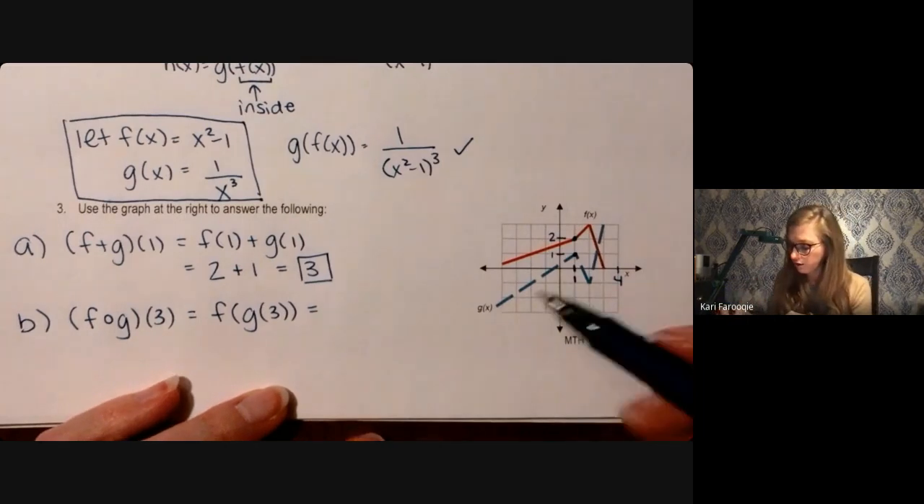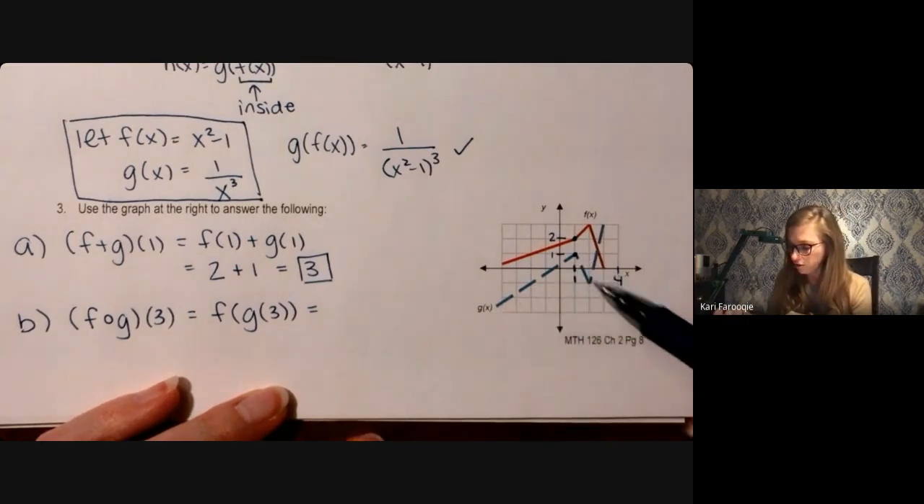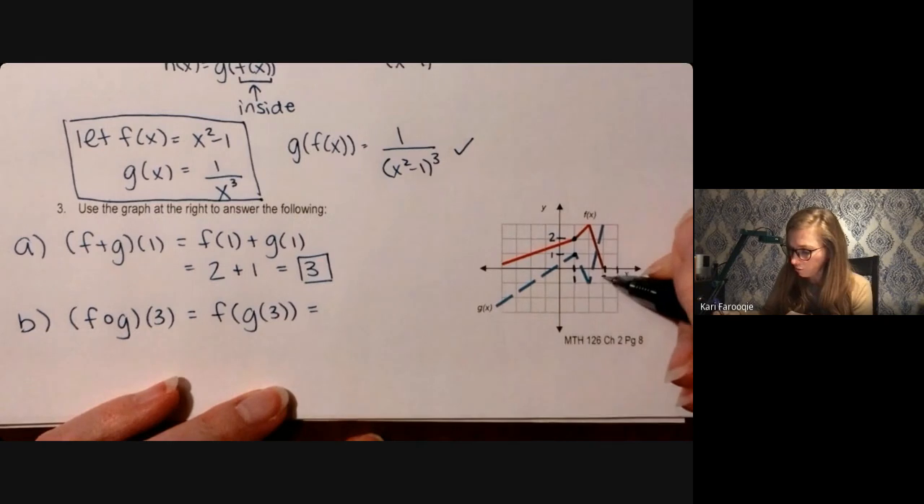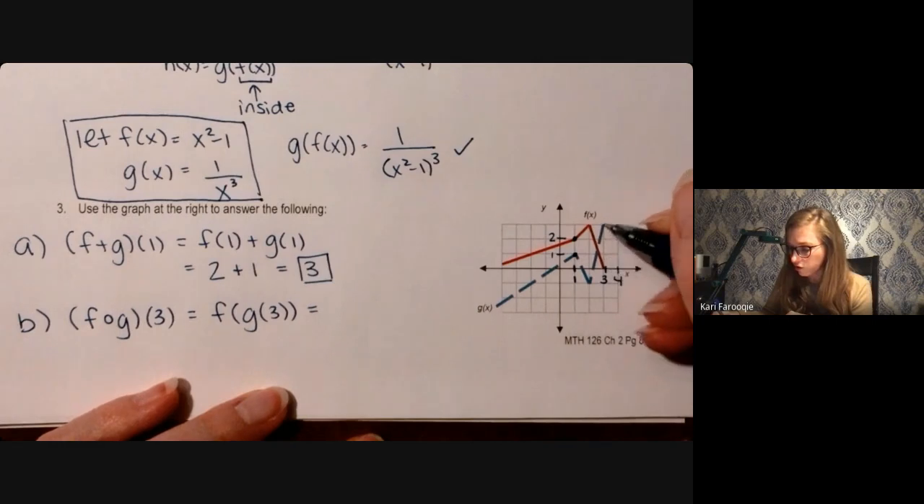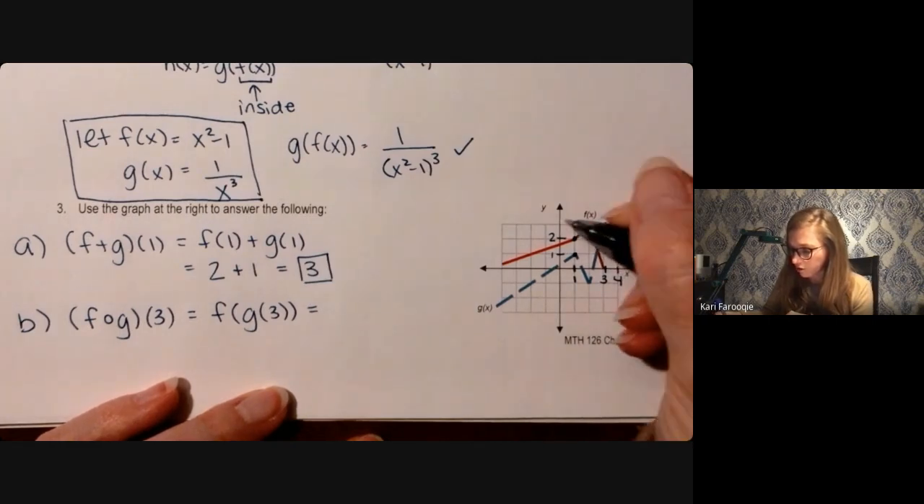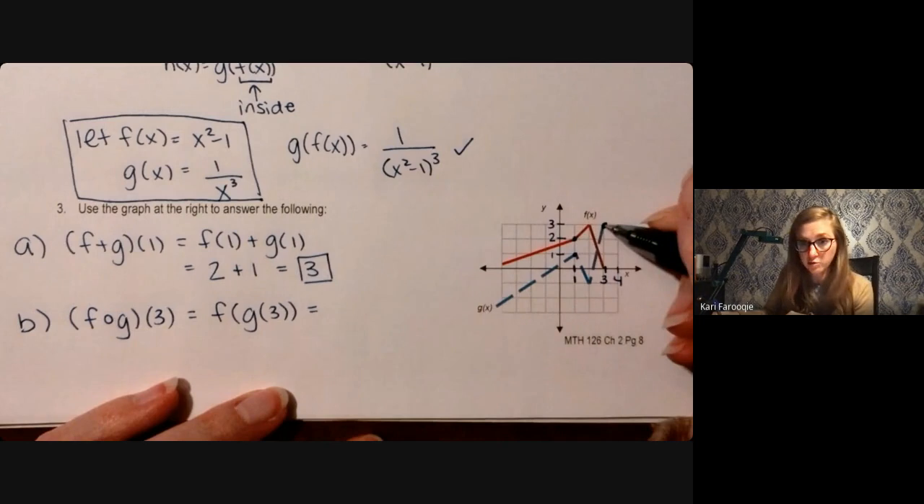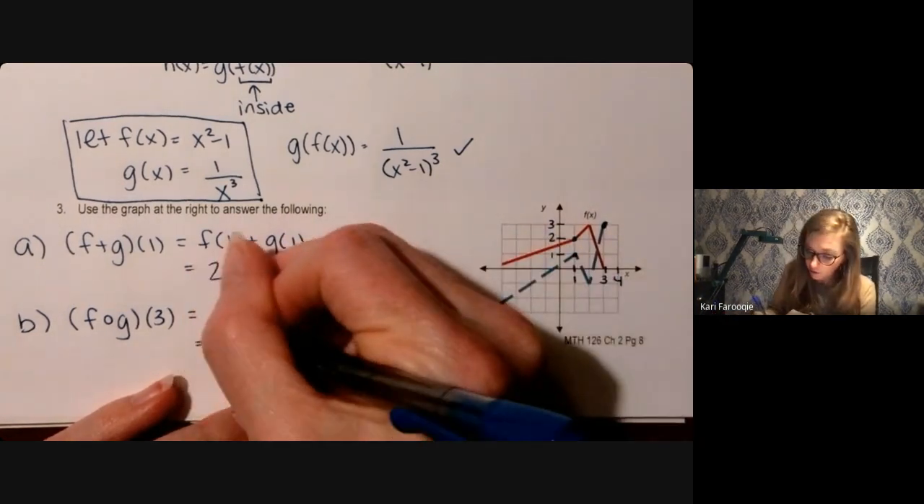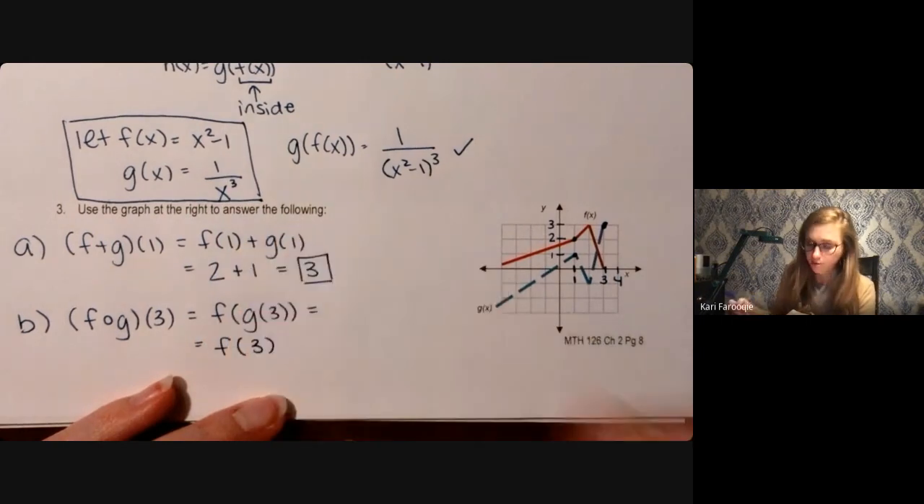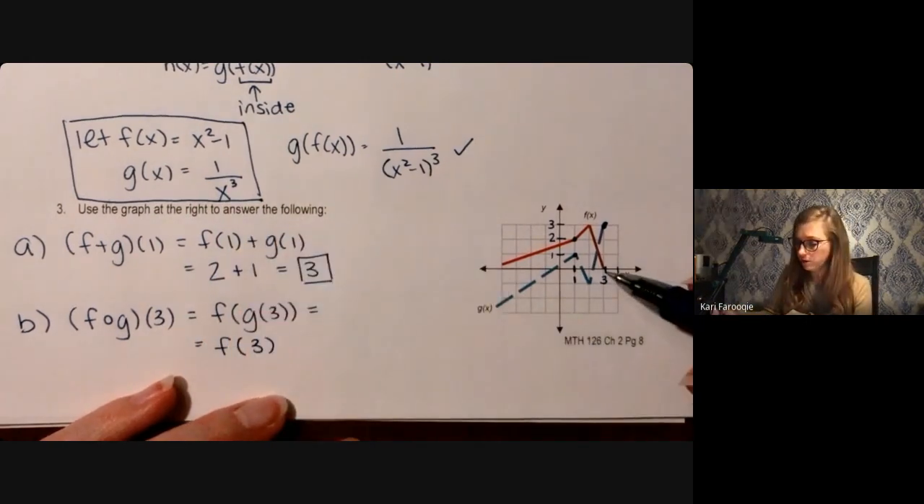So g of 3, again, this g graph is the dashed one. G of 3 would just be whatever value my graph is on when x equals 3. So when x equals 3, my g function has a value up here at y equals 3. So now I'm really looking at f of 3 because g of 3 equals 3.